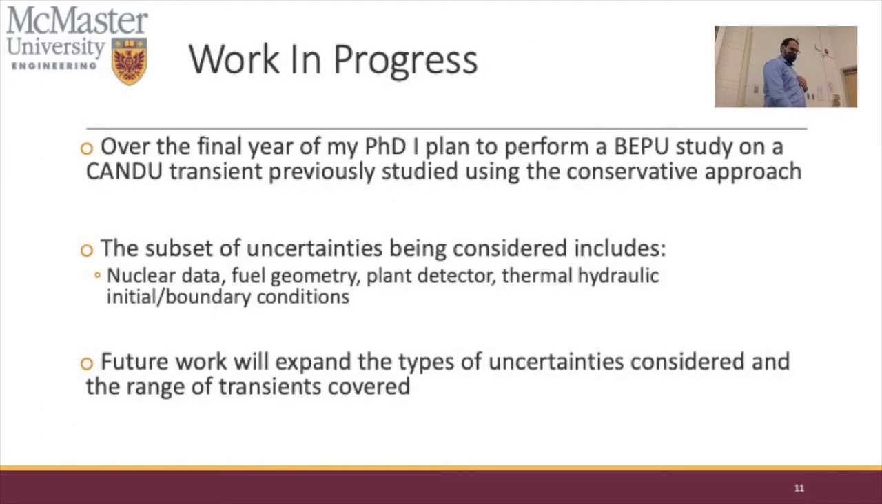So the work that we're currently doing is looking at, over the next 12 months or so, performing a best estimate plus uncertainty study on a CANDU transient that has previously been studied using the conservative approach. So that will give us a good way to compare the impacts of BEPU versus the conservative approach. I'm only looking at a subset of the uncertainties, but we've selected them because we believe they are the most important. And so our future work will expand not only the types of uncertainties that we're considering, but also the range of transients or scenarios that we're covering.